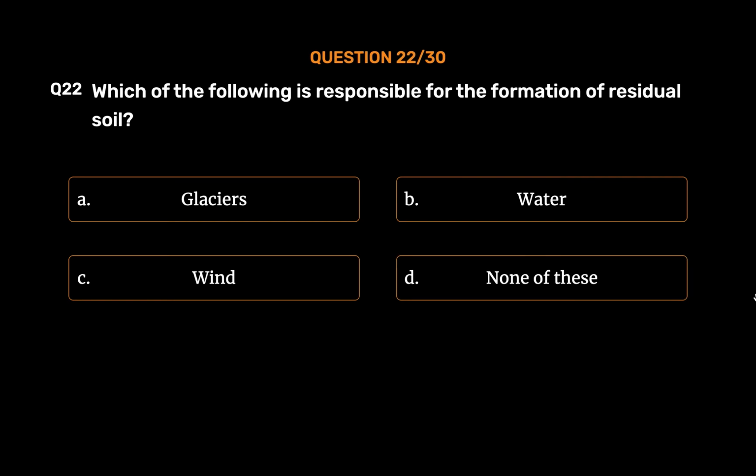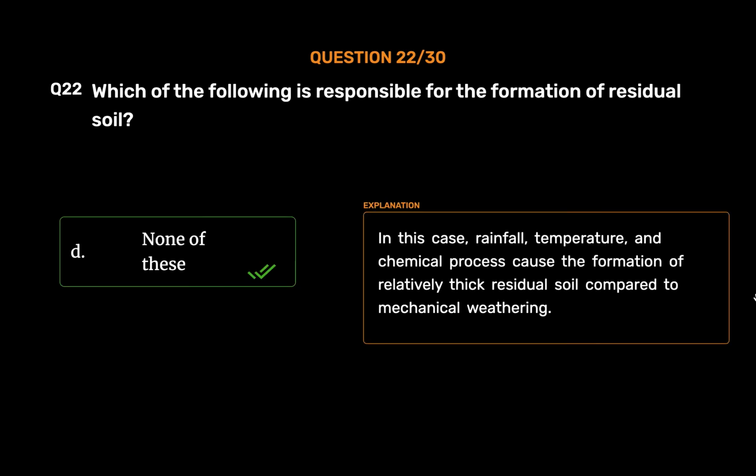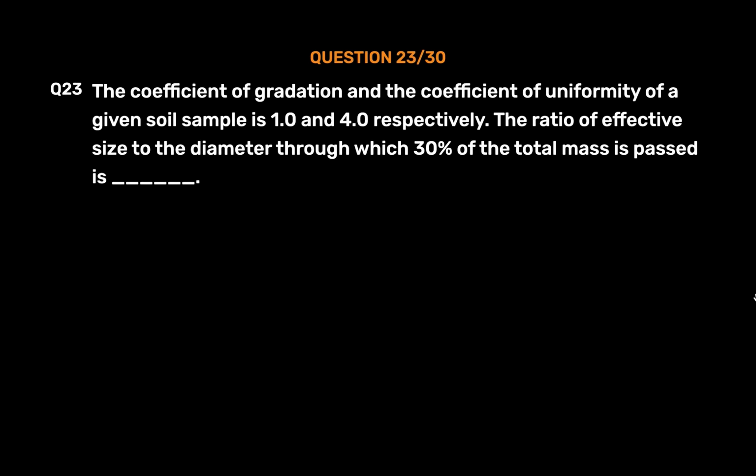Option D. None of these. The correct answer is option D. None of these. In this case, rainfall, temperature, and chemical process cause the formation of relatively thick residual soil compared to mechanical weathering. Question number 23.